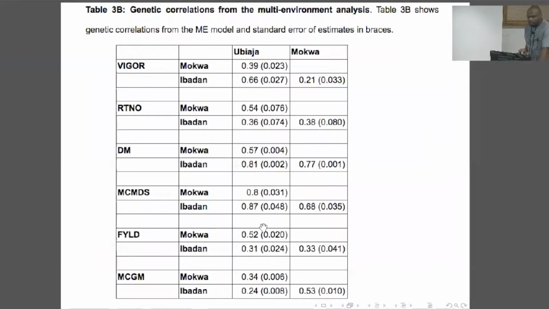So we get some interesting things in the genomic metrics, the G metrics, of the, I call it VG here, of the ME model. And this is somewhat a description of what this is. If you think about, for example, vigor here, in Ubiaja and Mogwa, this means that if we select some lines in Ubiaja, we expect about 39% correlated response to selection in the next environment. And we see this in all the traits.